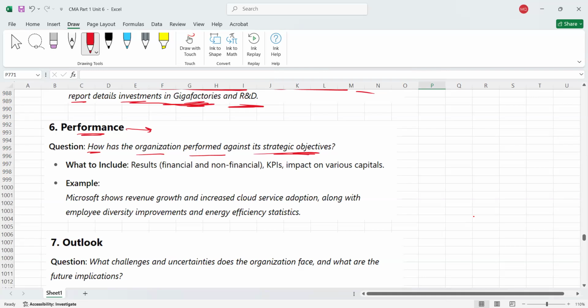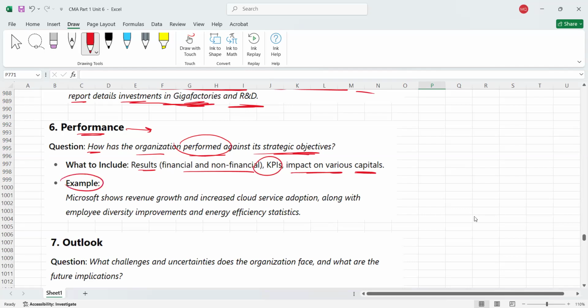So what to include here? Here you will include the results, financial and non-financial. Definitely, because when you are assessing performance, you have to check what outcomes you got, financial and non-financial, what KPIs you have achieved, and the impact on various capitals. For example, if you have done something, you have to check whether due to your actions you have achieved the KPIs. Have you increased some important capitals like financial capital, human capital, etc.?